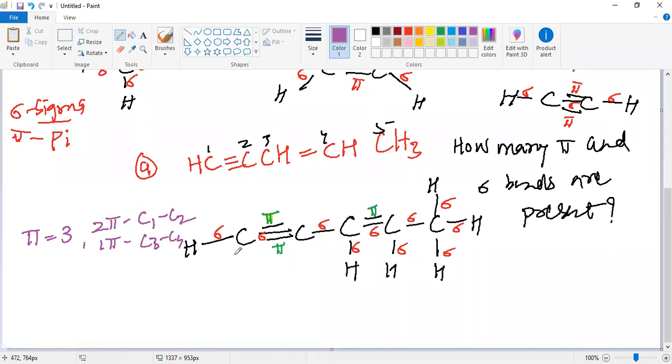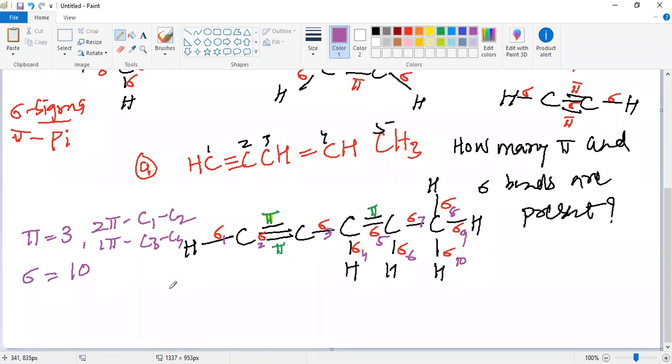Then how many sigma bonds? Here we have various types of sigma bonds. First, let us find out the number of sigma bonds. Sigma 1, sigma 2, sigma 3, sigma 4, sigma 5, sigma 6, sigma 7, sigma 8, sigma 9, sigma 10. So the total sigma bonds are 10.